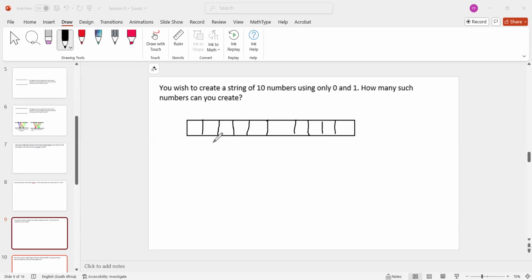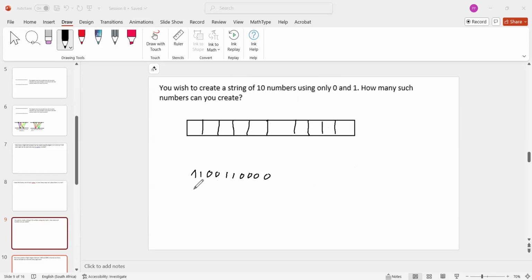Right. Now, you want to create a string of 10 numbers using only 1 and 0. Like, for instance, you can have 1, 1, 0, 0, 1, 1, 0, 0, 0. How many have you got? 4, 5, and 9. And you can put another 0 if you like. So that gives you a string of 10 numbers involving only ones and zeros.